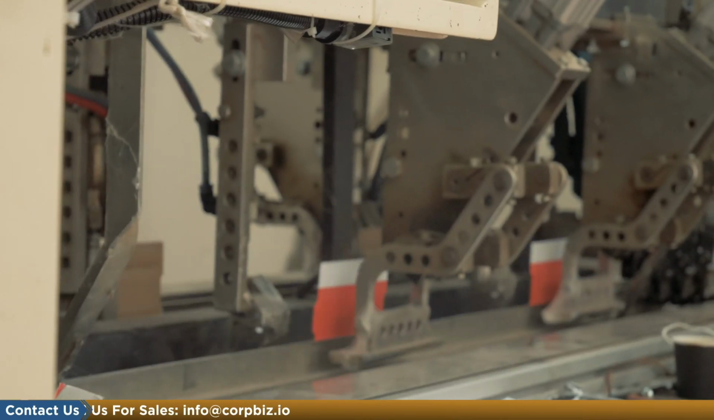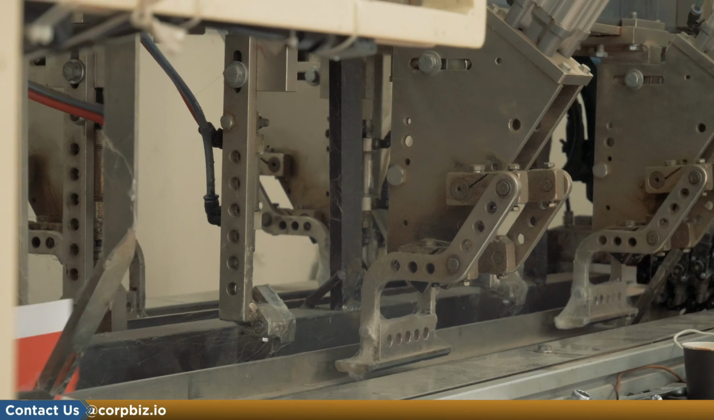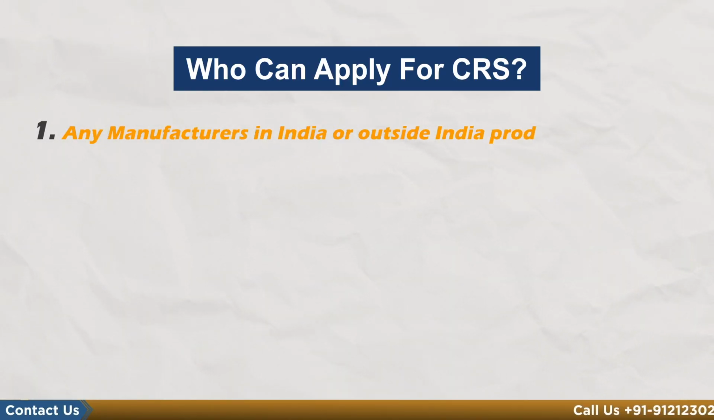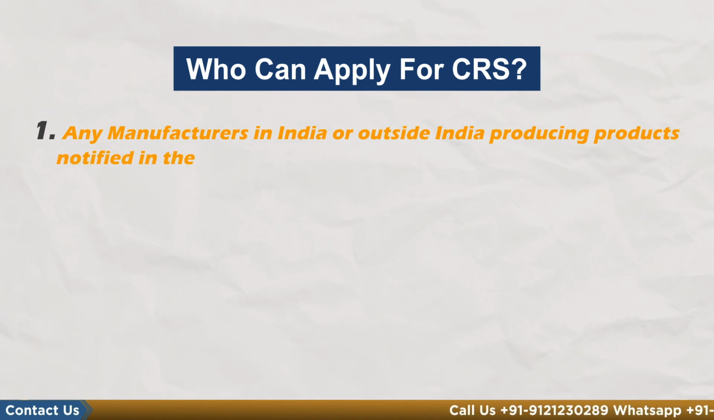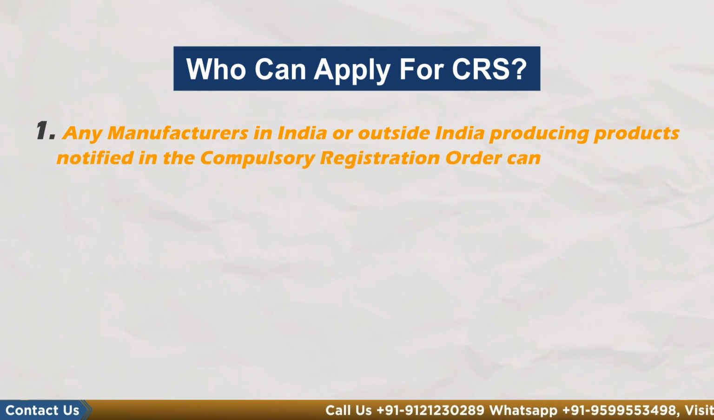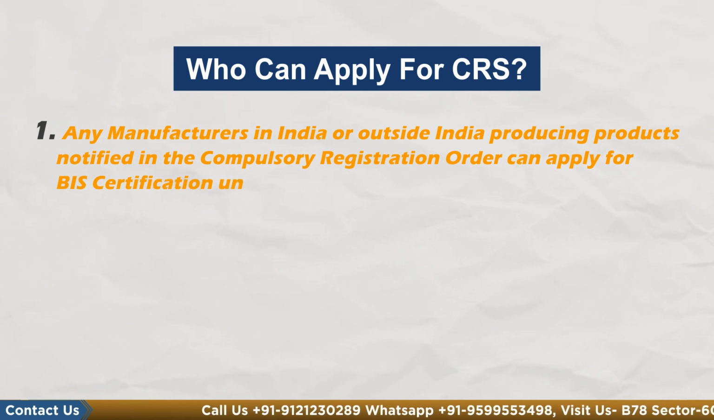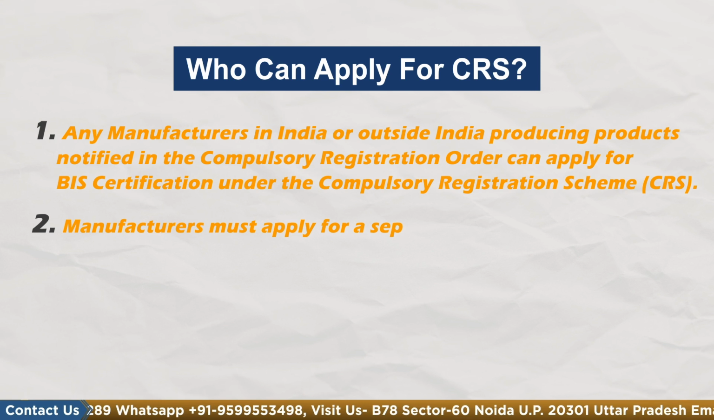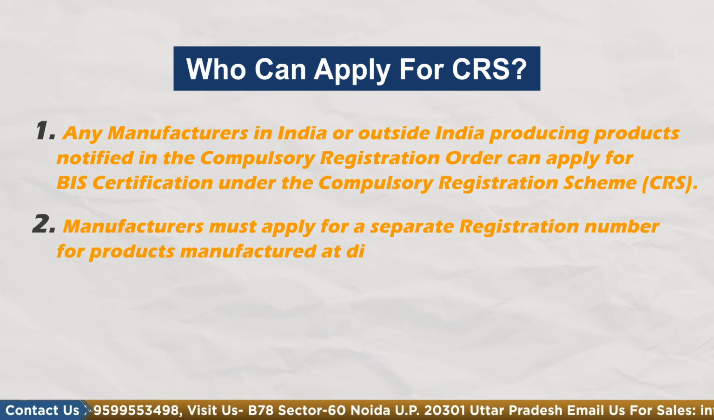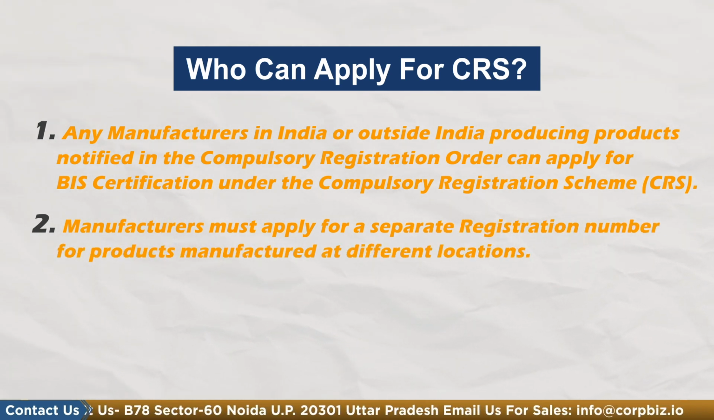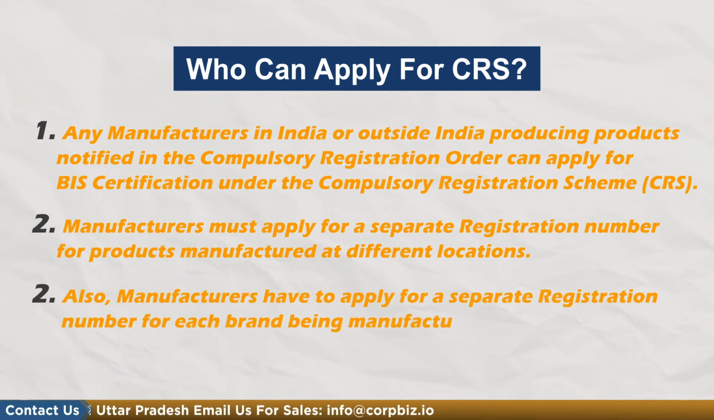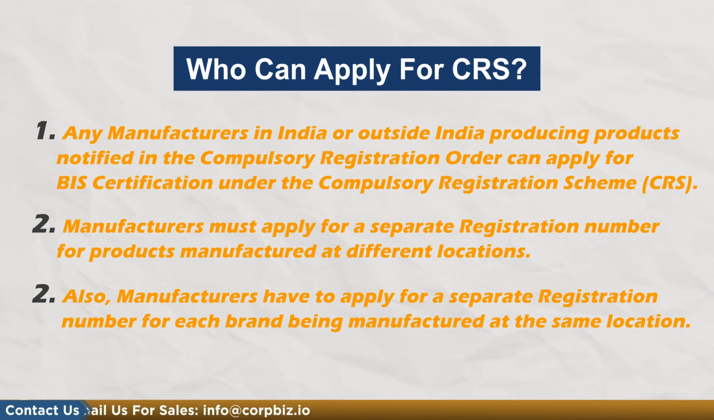Who can apply for the CRS? The following are the eligible applicants for the BIS certification. Any manufacturer in India or outside India producing products notified in the compulsory registration order can apply for the BIS certification under the compulsory registration scheme. Manufacturers must apply for a separate registration number for products manufactured at different locations. Also, manufacturers have to apply for a separate registration number for each brand being manufactured at the same location.